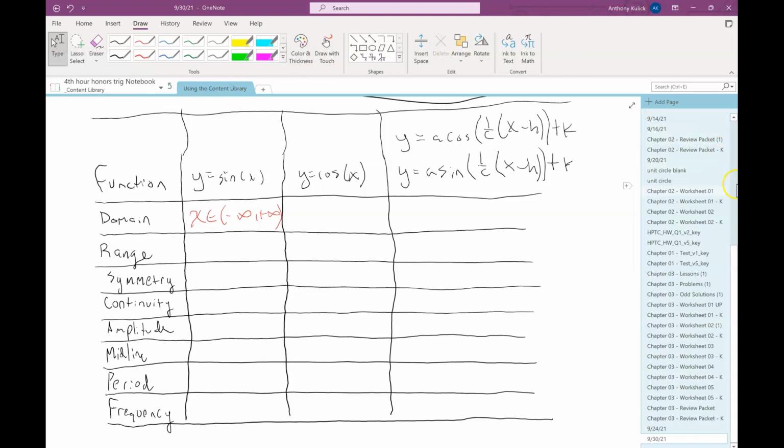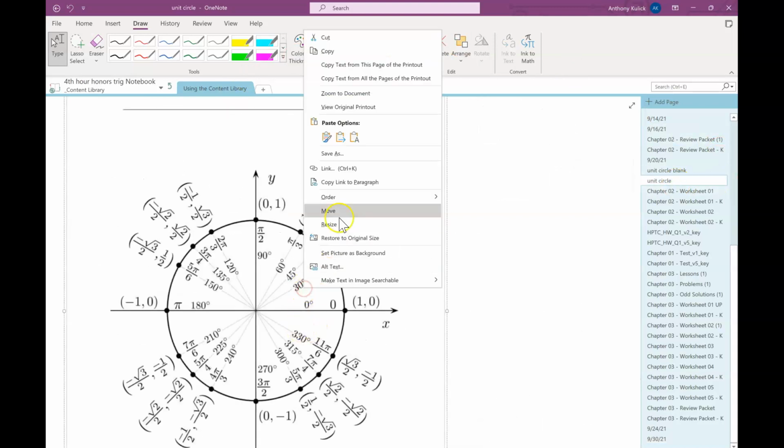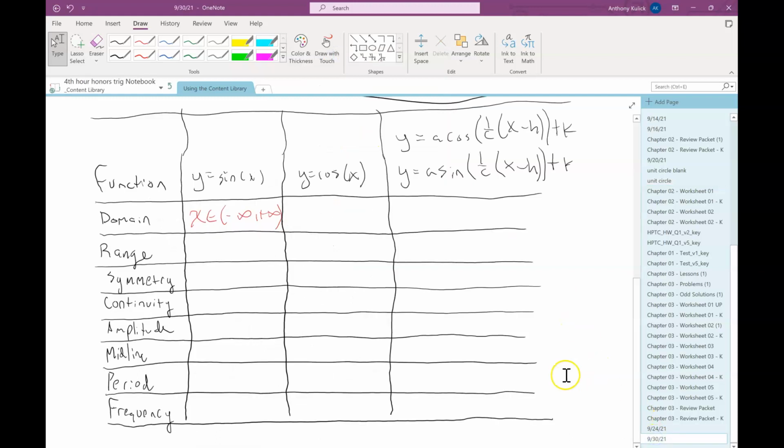Is everybody okay with that idea? Just grab the unit circle real quick. Drop that in there because we'll refer to that a couple of times.